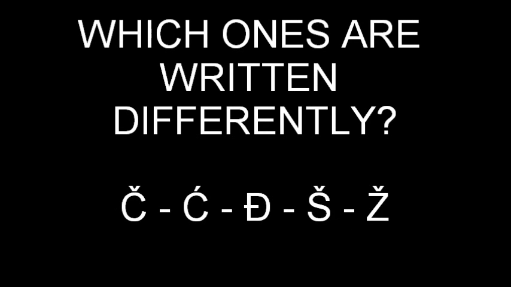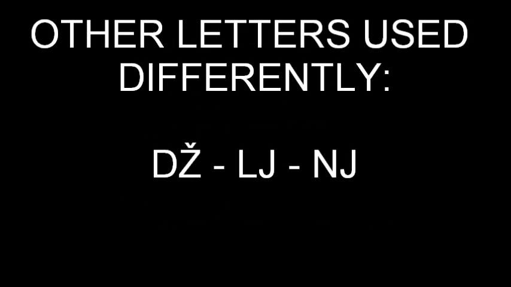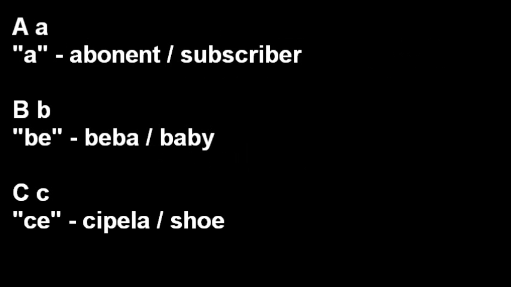So the special, differently written letters are ch, ch, j, sh, and zh. There are also the last three ones, which are j, l, and ny. Now let's see how every single letter is pronounced, and let's see what kind of examples we have here.